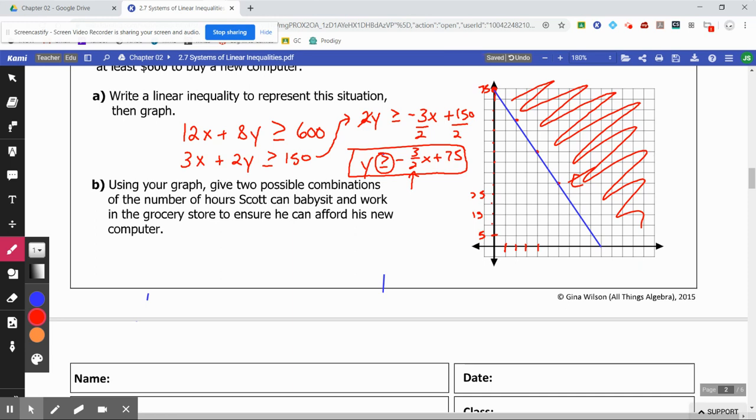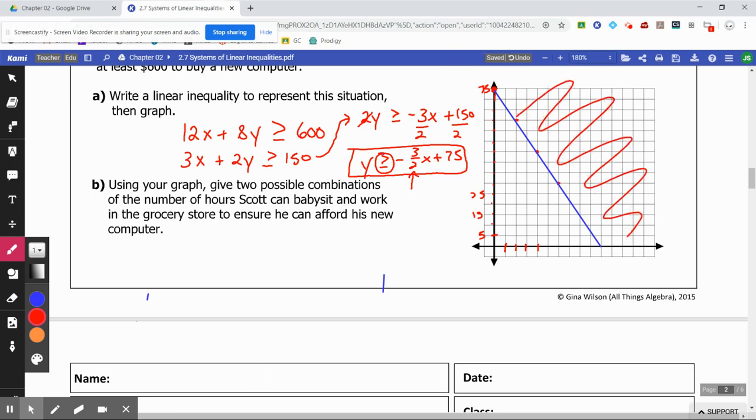So it says using the graph, again, we're going to give 2 possible combinations for the hours that he can work. So again, anything on this side, that's your shaded side, is going to be a solution. Now he doesn't want to work just entirely over, so let's try to get something in the middle. So here's a point that would satisfy the inequality, and maybe this point right here would satisfy the inequality.